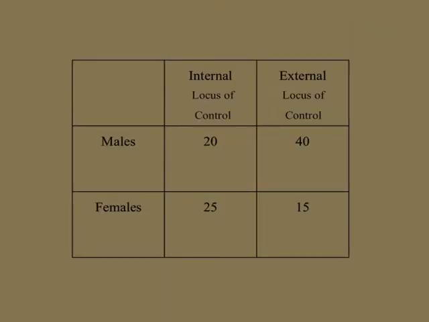Now, let us look at another example which eliminates the need to calculate the expected frequencies. The following data are obtained in response to locus of control scale from a group of males and females. Let us find out if there exists a significant relationship between the locus of control and gender. As we see here, this is a 2 by 2 contingency table with degrees of freedom 1. There is a simple formula that eliminates the need to calculate the expected frequencies for each cell.